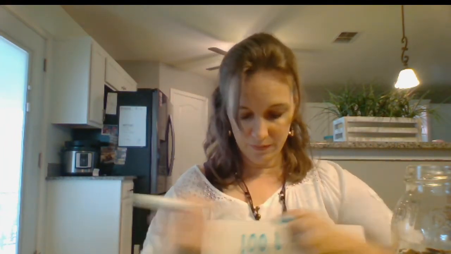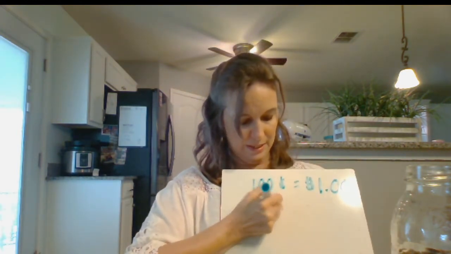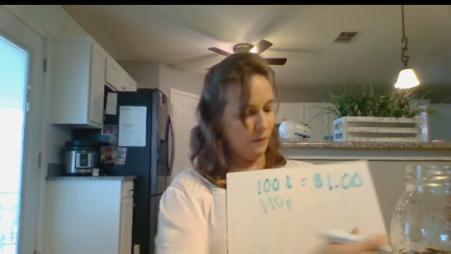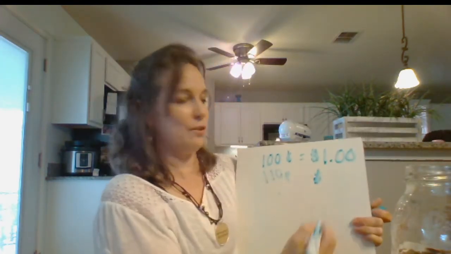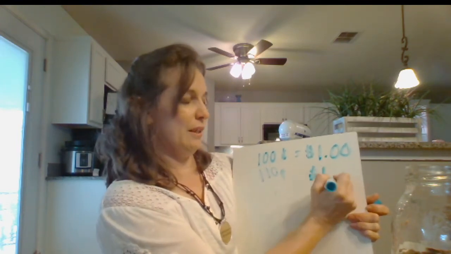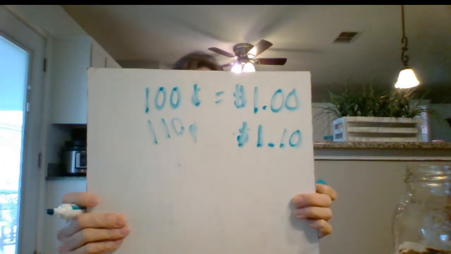I have 110 cents. Or if I'm going to put it in dollar form, I put the S with either 1 line or 2 lines through it. A $1 dot, because now my cents are coming. 10 cents. $1.10. All right, so I'm going to give us some problems, and I'm going to show you some money, and you're going to write it down.